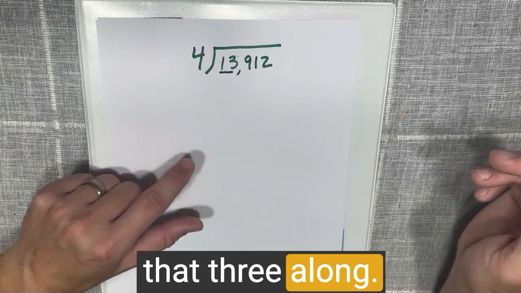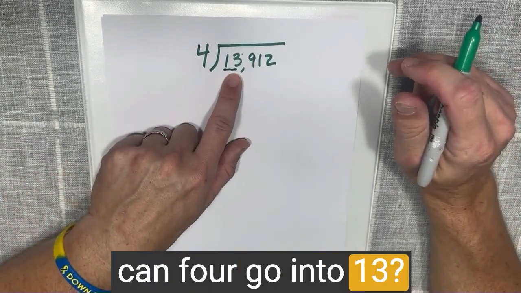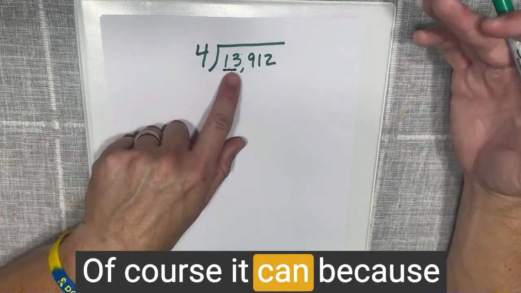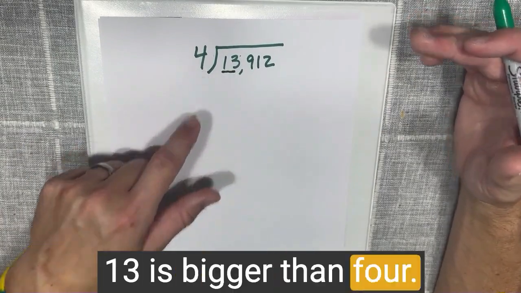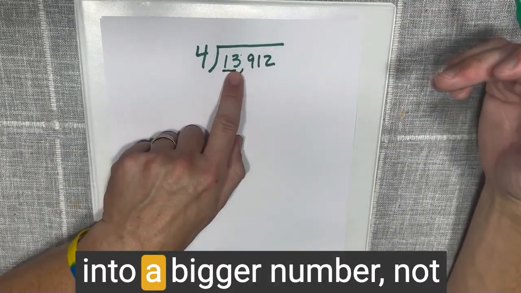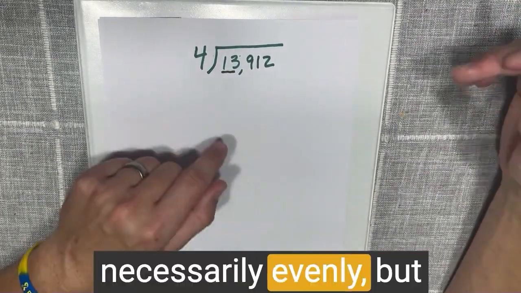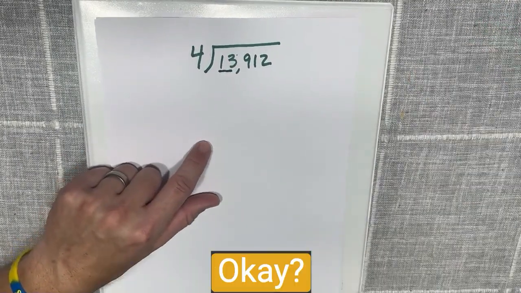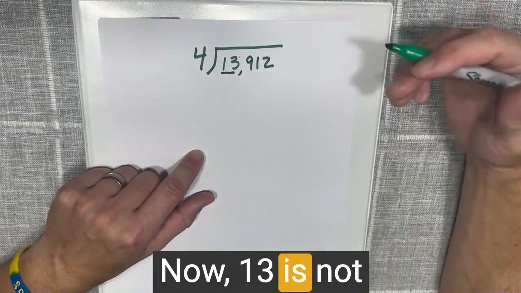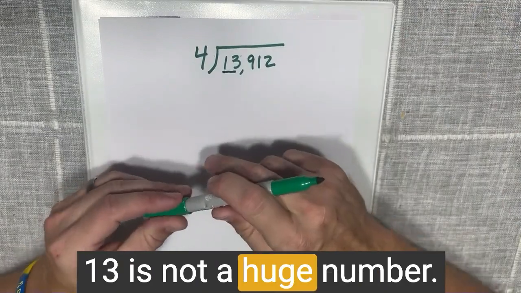I'm going to bring that 3 along. So we're going to see, can 4 go into 13? Of course, it can, because 13 is bigger than 4. A number can always go into a bigger number, not necessarily evenly, but it can at least go into it. Okay? Now, 13 is not a huge number.